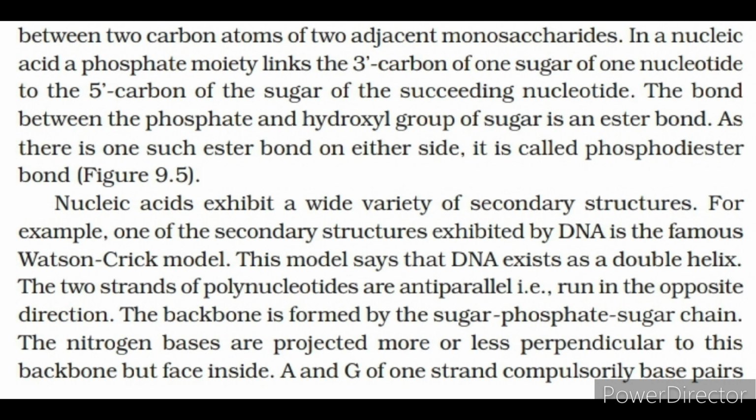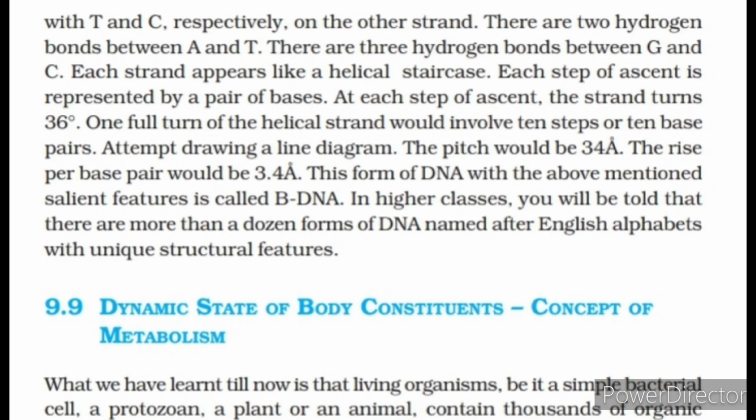A and G of one strand compulsorily base pairs with T and C, respectively, on the other strand. There are 2 hydrogen bonds between A and T. There are 3 hydrogen bonds between G and C. Each strand appears like a helical staircase. Each step of ascent is represented by a pair of bases. At each step of ascent, the strand turns 36 degrees. One full turn of the helical strand would involve 10 steps or 10 base pairs.